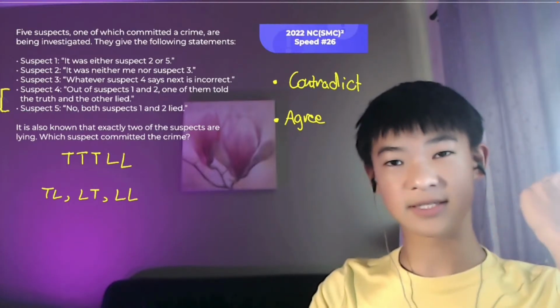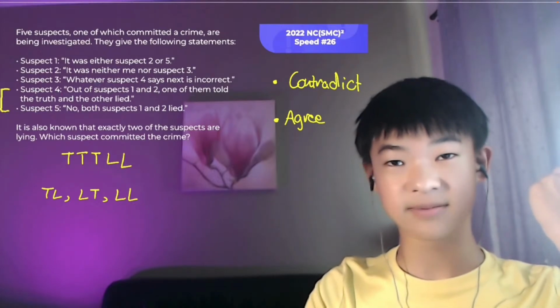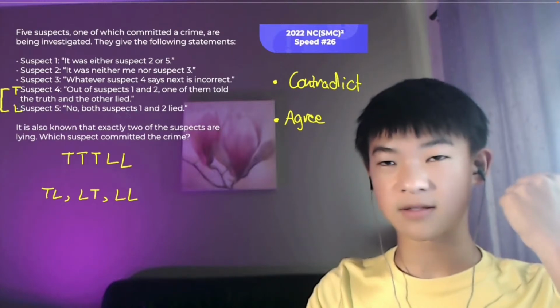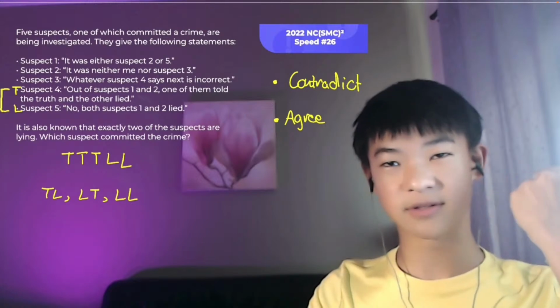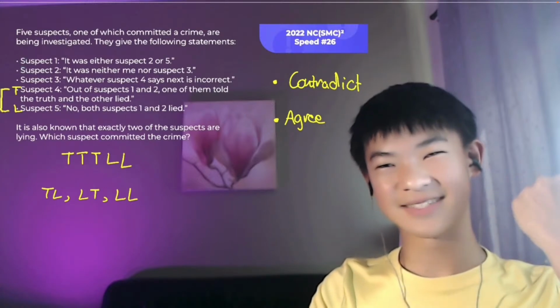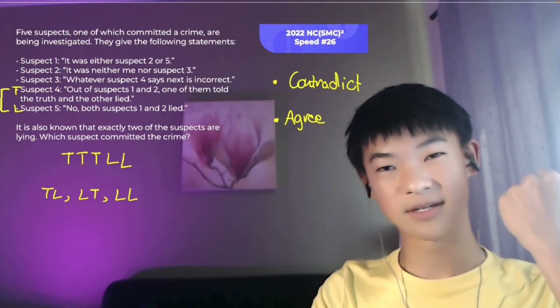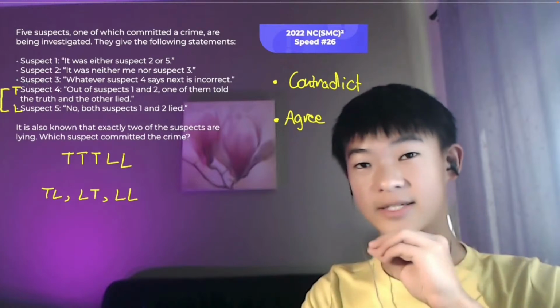So the first case is if suspect 4 is telling the truth and suspect 5 is lying. So suspect 4 says out of suspects 1 and 2, one of them told the truth and one of them lied. So again, we have a truth and a lie for suspect 1 and 2. So that means suspect 3 must be telling the truth because we only have 2 lies.